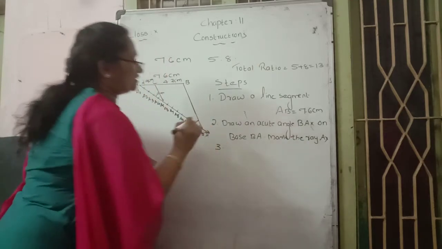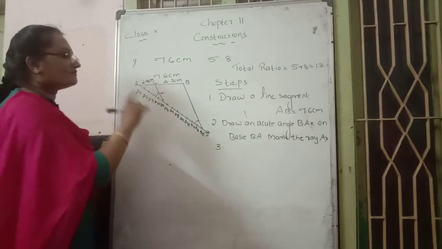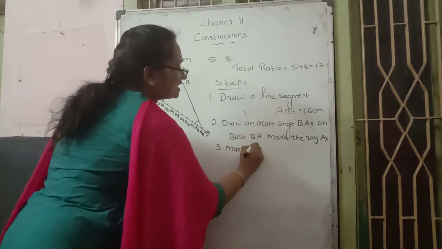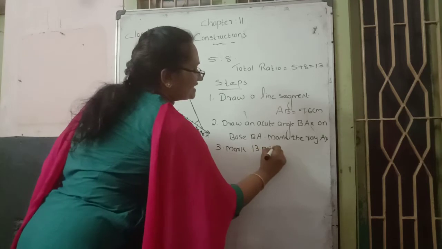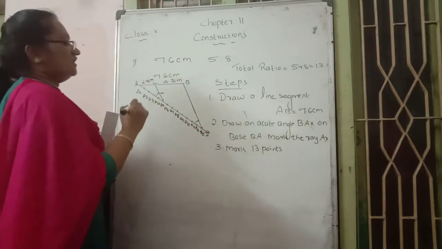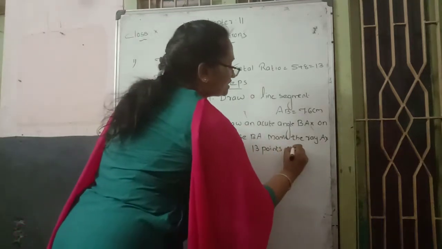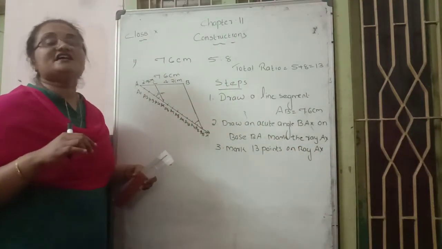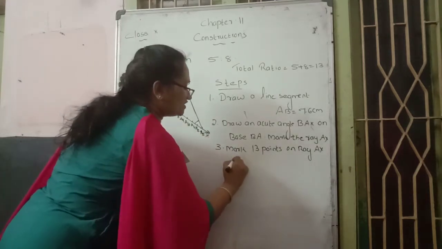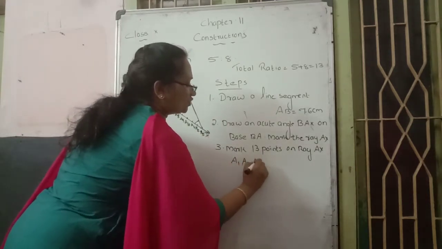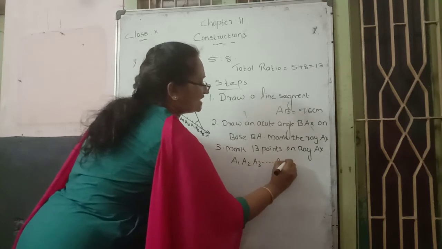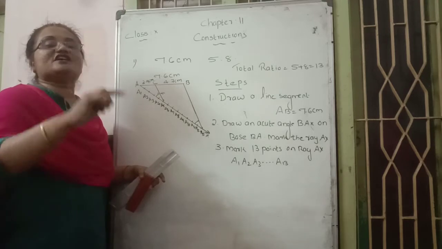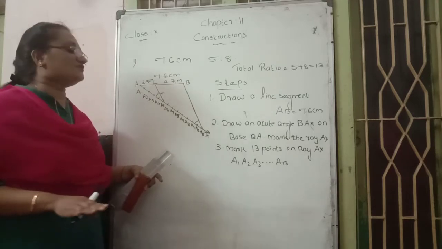Third step, how are we constructing? Next step, mark how many points? 13 points. Mark 13 points. Where do we mark? On ray AX. On ray AX we mark 13 points. Which are the 13 points? A1, A2, A3, etc. up to A13. In this way, on ray AX we mark A1, A2, A3, A4 up to A13.